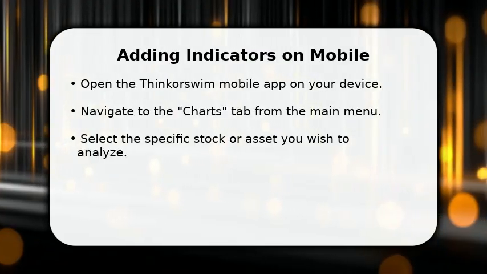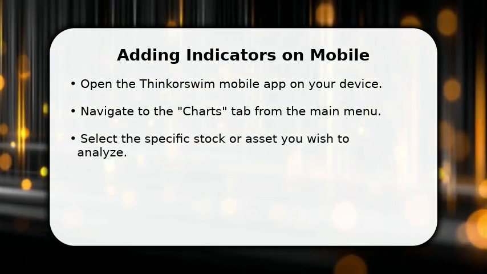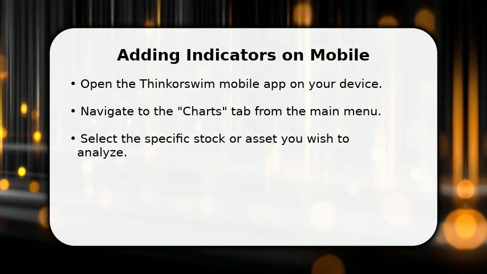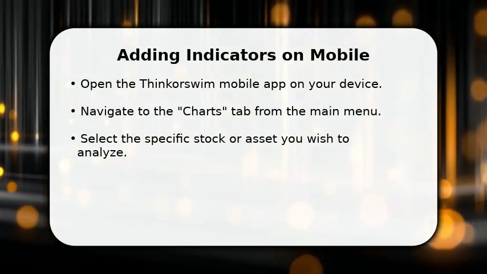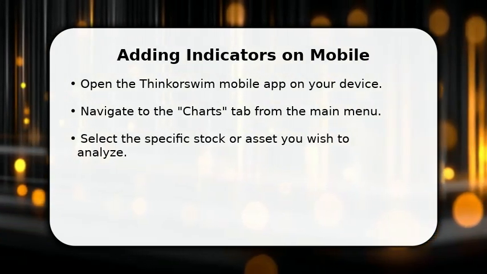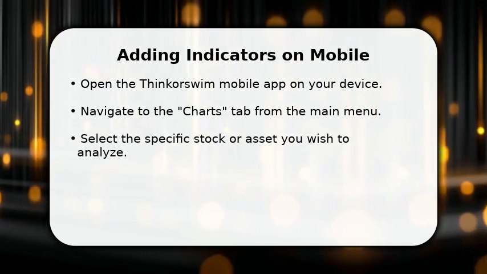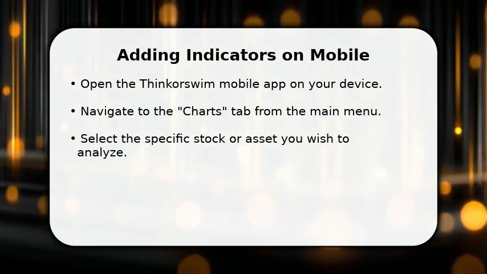In this video, I will show how to add indicators on Thinkorswim Mobile. First, launch the Thinkorswim Mobile application on your smartphone or tablet. Once the app is open, locate and tap on the Charts tab, usually found at the bottom of your screen. This action will display your current chart view.